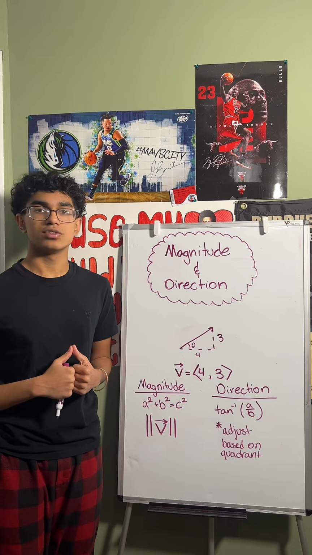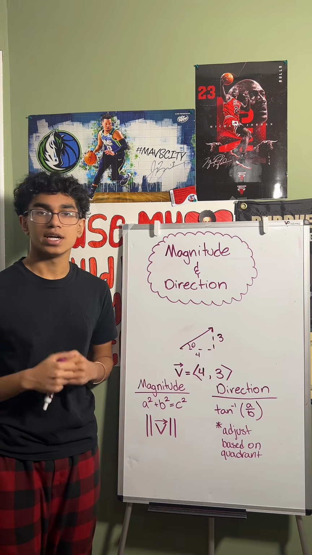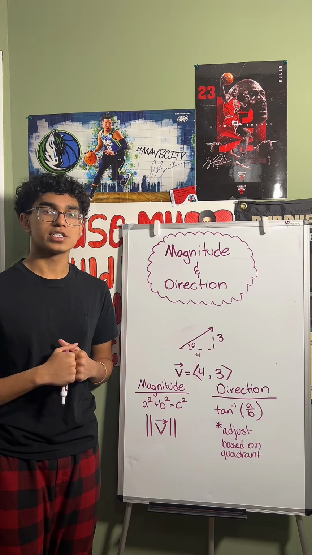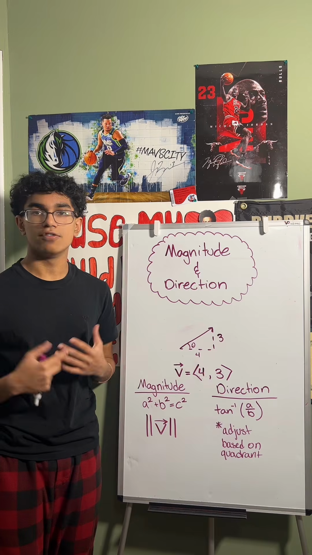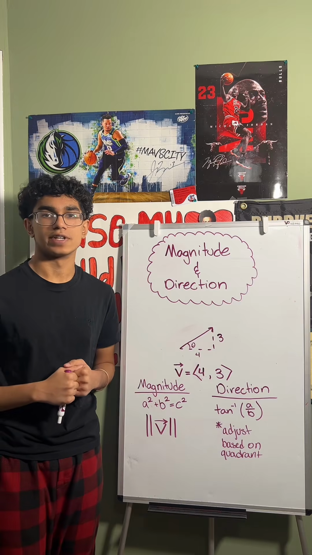You can find the magnitude of any vector using the Pythagorean theorem, a squared plus b squared equals c squared, and you write it out with double bars around the vector. You can find the direction using the inverse tangent of the opposite over the adjacent side, and that's how you find the direction of a vector.